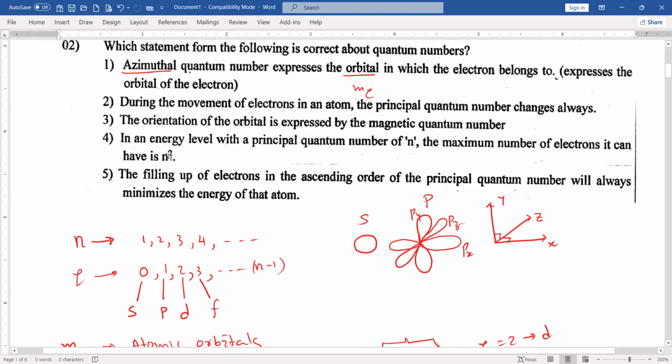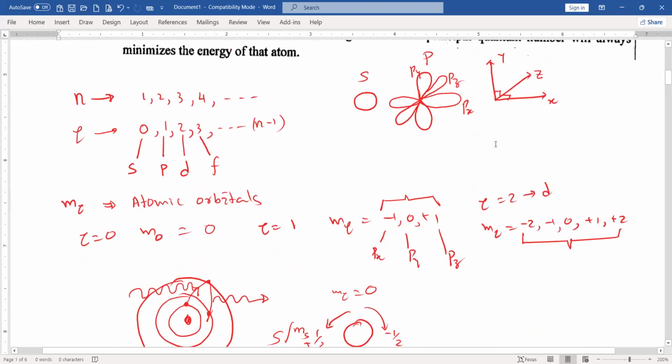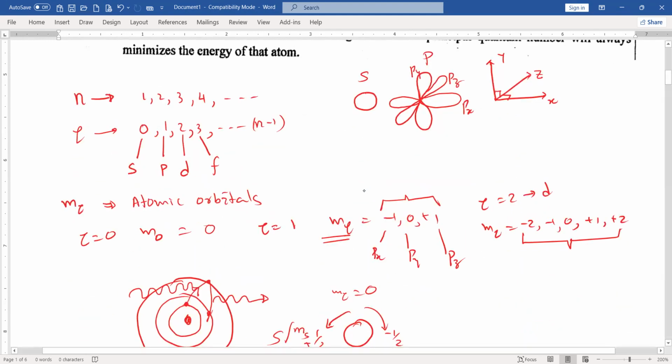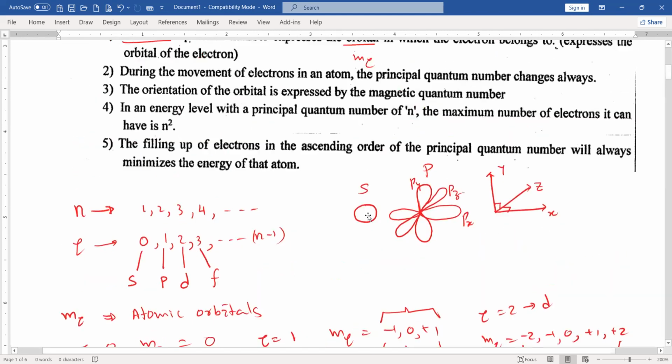Third one, the orientation of an orbital is expressed by the magnetic quantum number. Yes, that is ml. The orientation of the orbital is expressed by the magnetic quantum number. Px, Py, or Pz will be given by this ml value. The ml value is known as the magnetic quantum number. So that is correct. The third one is correct.